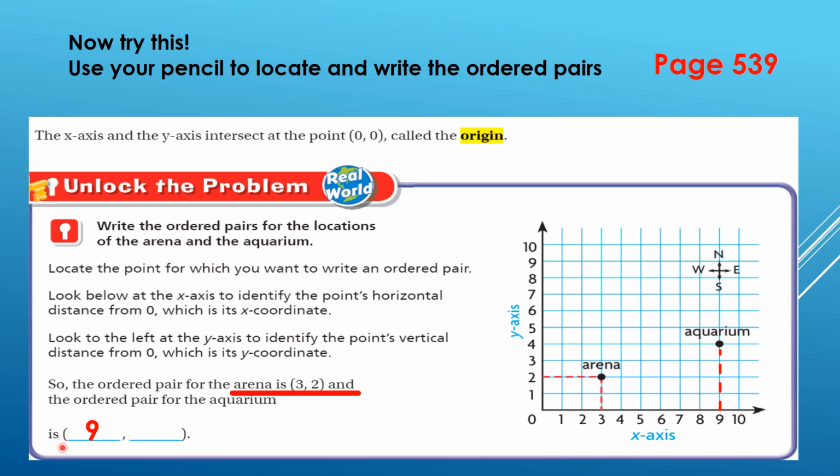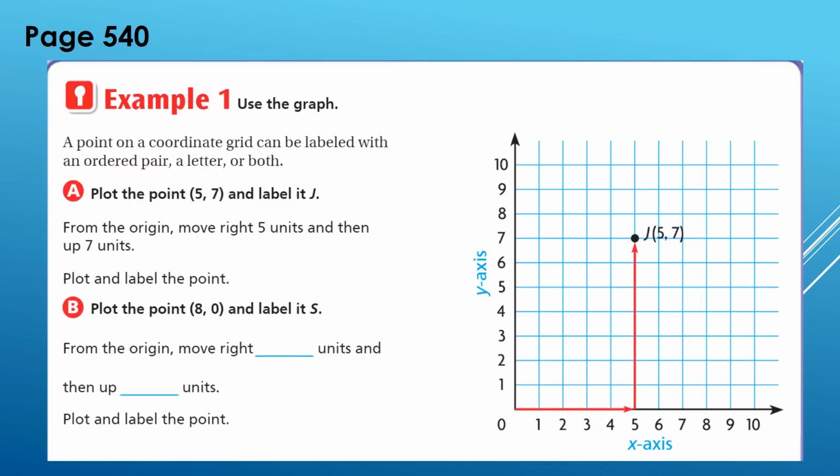Now, did you notice that the book helped me here by writing the parentheses? So please do not forget the parentheses. It's very important. Now, what about the y coordinate? Perfect. I will locate the y coordinate on the y-axis, and this is number 4. Very good. Remember to separate the two numbers with a comma, and don't forget to close the parentheses. So far, so good.